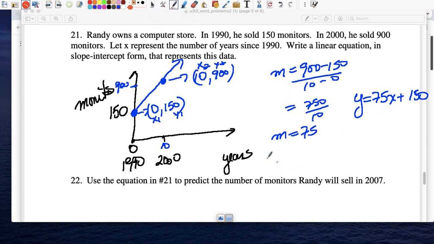Now the number of monitors he will sell in 2007. But in terms of years since we first started recording, 2007 is 17 years after. So 17 years after would be 75 times 17 plus 150. 75 times 17, plus 150, gives us 1,425. So in the year 2007, which is 17 years after we started recording, we predict he's selling 1,425.